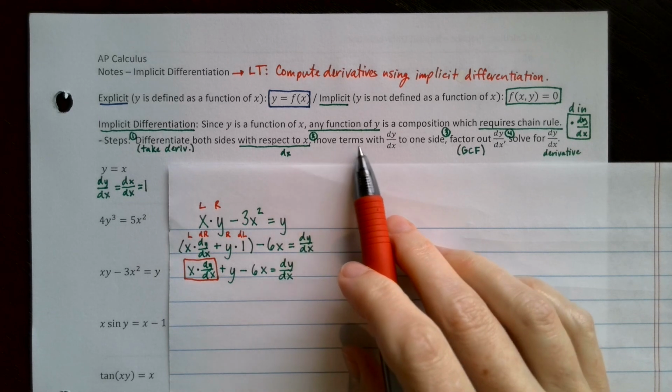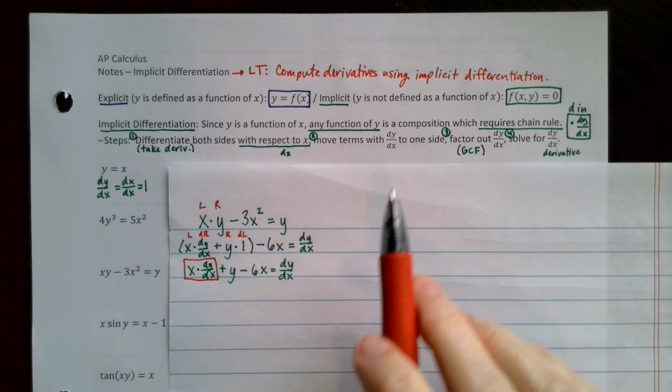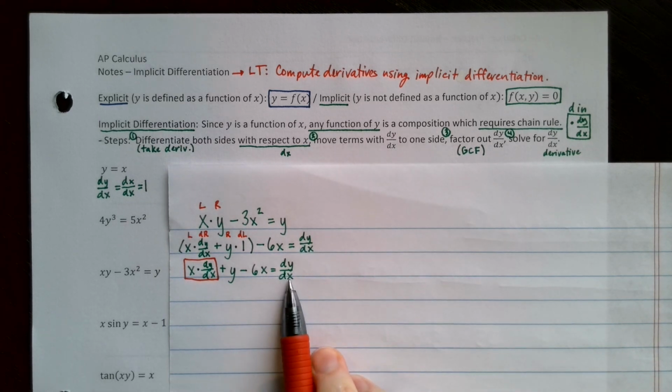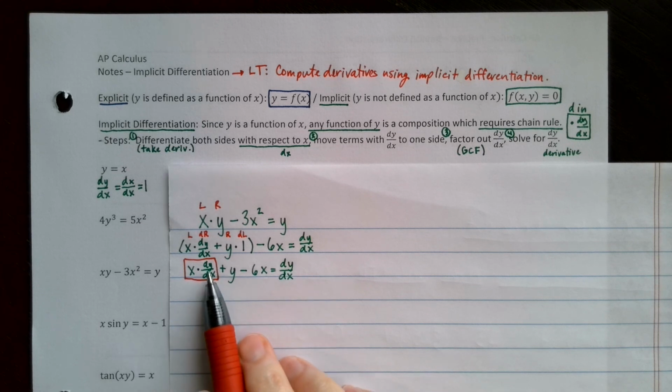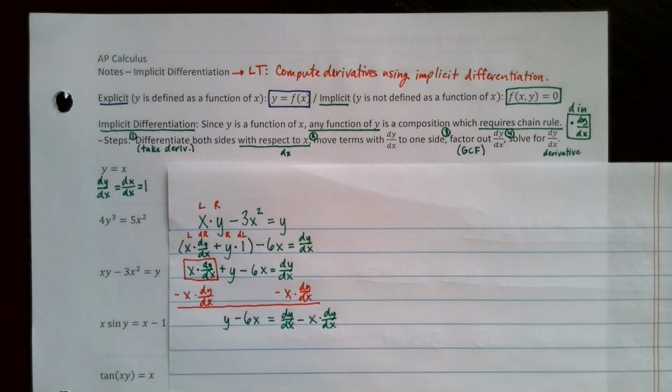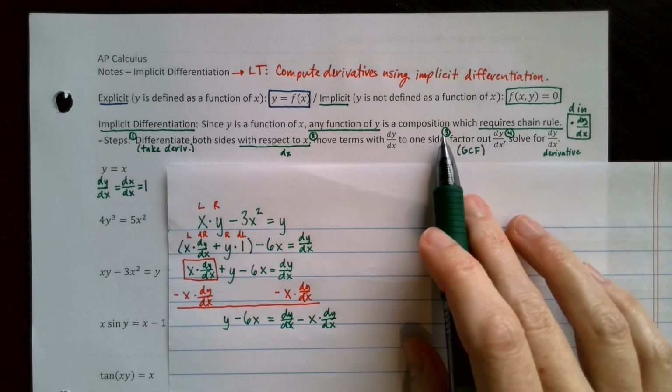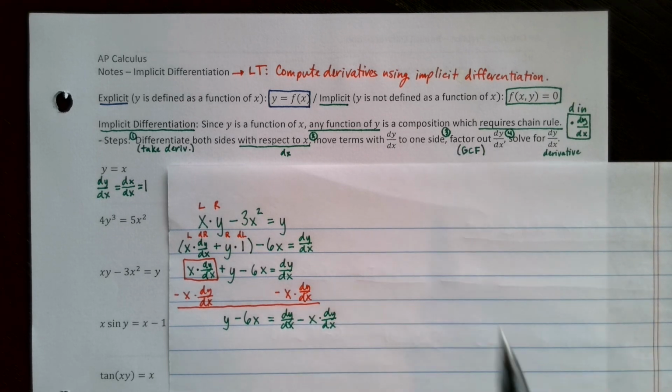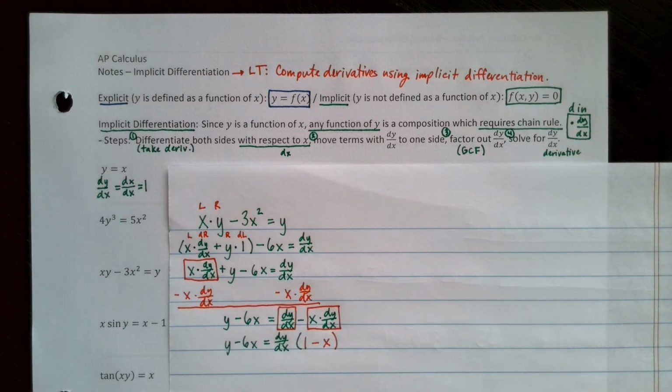Step 2 says to move any terms with dy/dx to one side. Since I already have the dy/dx over on the right, I'm going to move this term, notice it is attached to an x, to the right side by subtracting, since it's a positive term. We now have y minus 6x equals dy/dx minus x times dy/dx. Step 3, we're going to factor out the dy/dx. When you factor dy/dx out of itself, you're left with a 1, minus, factored out of that term leaves you with an x.